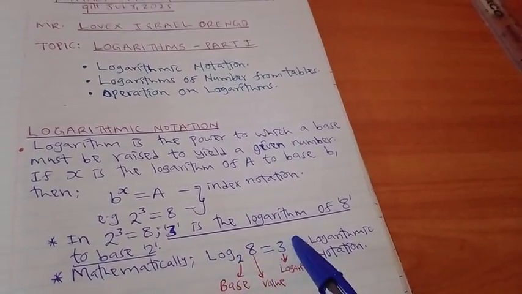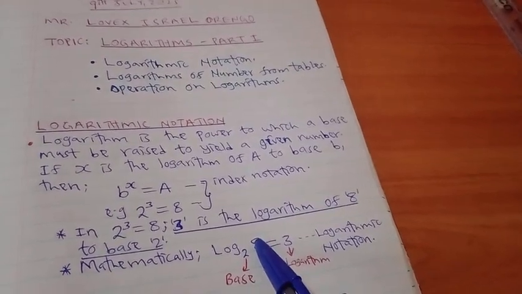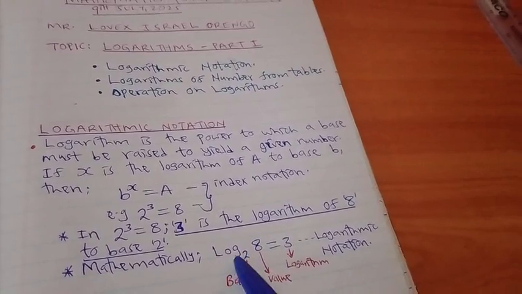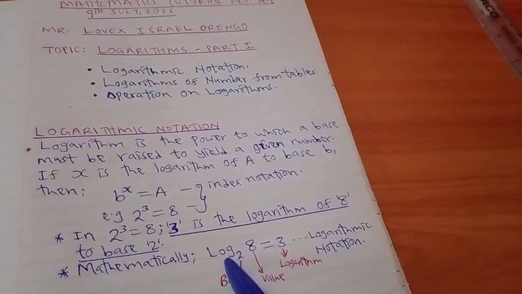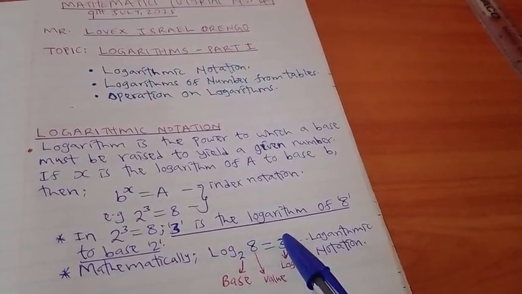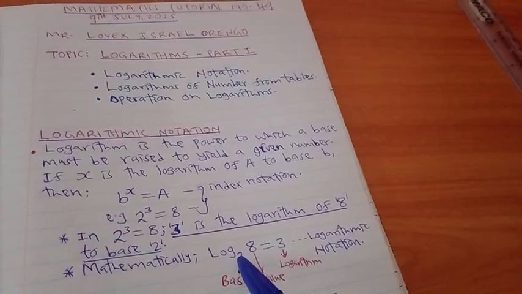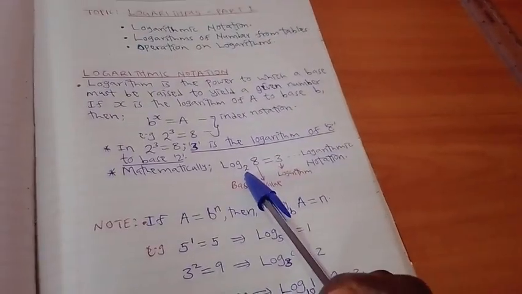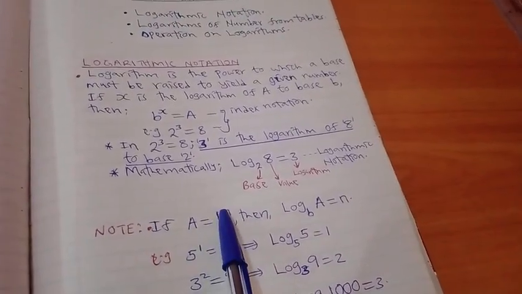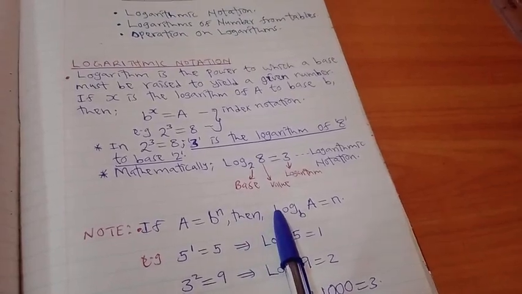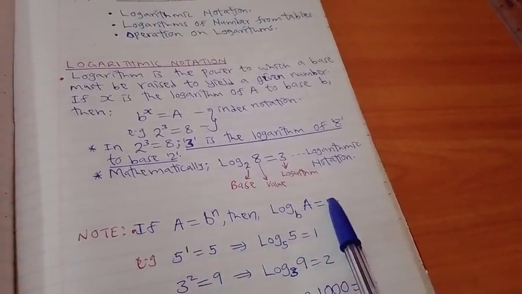When we write this logarithm notation, 8 is written in a larger size, and 2 is written as a subscript at the lower level of the logarithm, in a smaller size. Note that if a equals b raised to n, then logarithm of a to base b equals n.